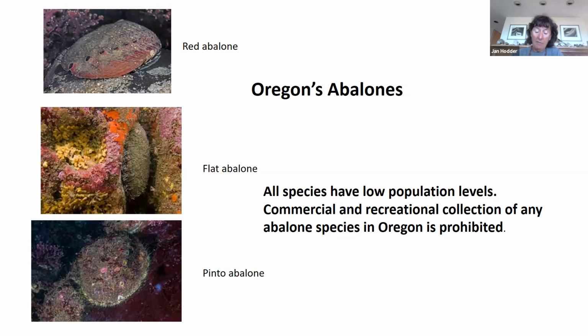Flat abalone are found on vegetated rocks throughout Oregon. They were commercially harvested from 2001 to 2008, when the fishery was closed, again due to concerns about low numbers of animals. Pinto abalone is a small species which ranges from Baja to Alaska, but this species is very rare in Oregon. There is no commercial and no recreational collection of any of the species of abalone in Oregon at present.